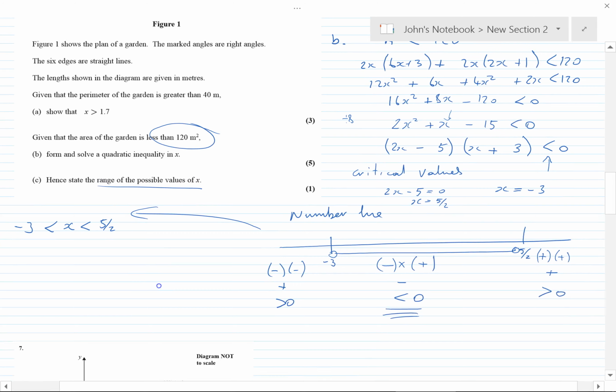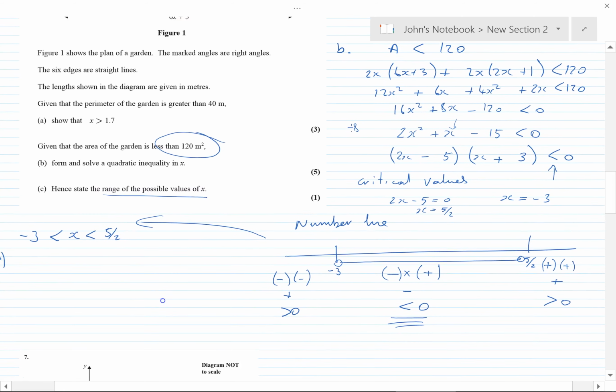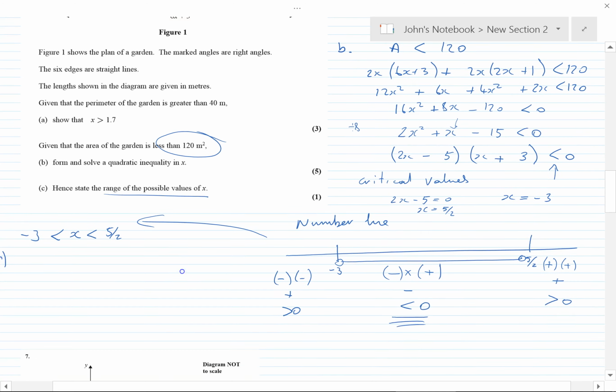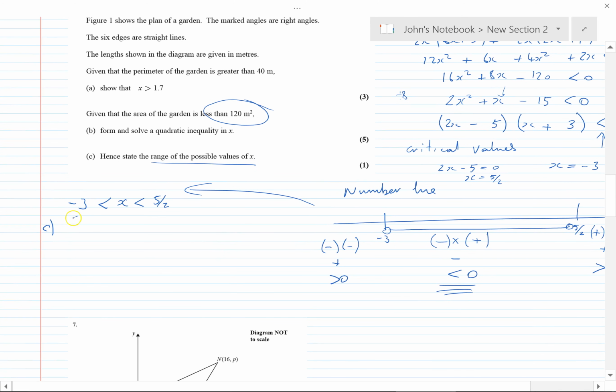So here we've got two inequalities that we're combining. We've got the first inequality, which was that one, all the way back up there, where we had to show that it's greater than 1.7. And we've got the second inequality here. Let's draw it on a number line. Minus 3 to 5 over 2. Let's draw that one.